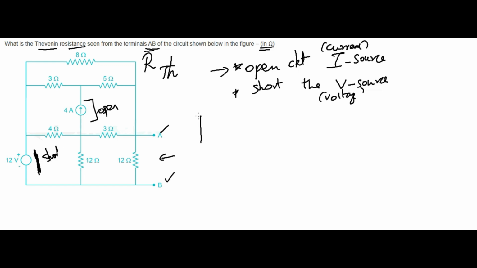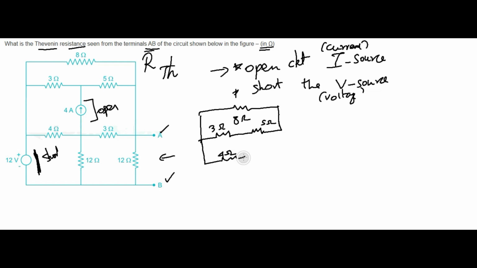Simple. After making this, the 8 ohm will be the same, no problem. Then a 3 ohm will be there, and afterwards the 5 ohm will be there. Let me make it a 3 ohm, and this is the 5 ohm. This one will be open, so no need, we can just draw. And here the 4 ohm will be the same, no problem.